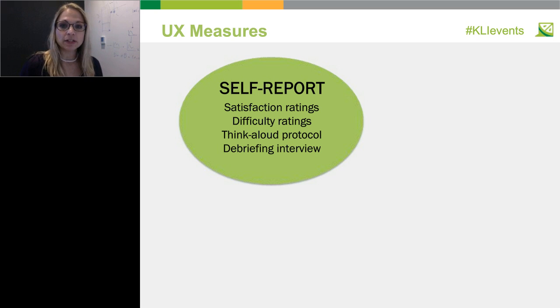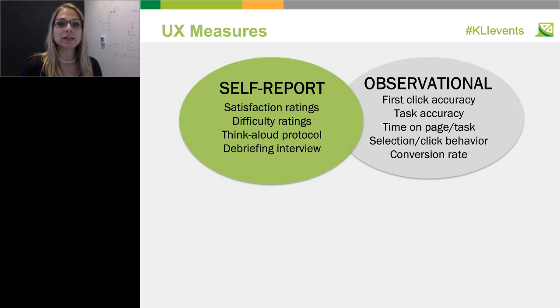However, they're not enough. We also want to make sure that we are collecting observational data. And these are important because these are actually measuring the user's behavior. So it's not just what they think about their experience, but what they're actually doing. So things like first click accuracy or task accuracy, whether or not people can actually complete these tasks. Or, if they have their first click that's accurate, but then they get lost somewhere along the way, actually recording those click behaviors and understanding more about their behavior and what's working well and what's not working well.